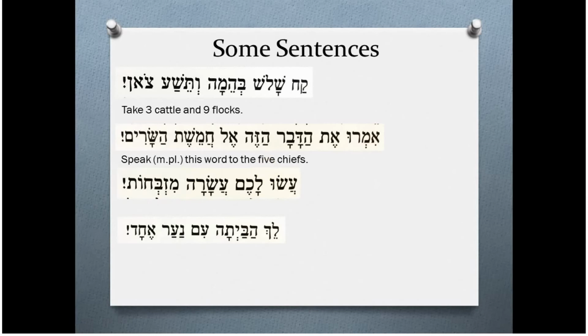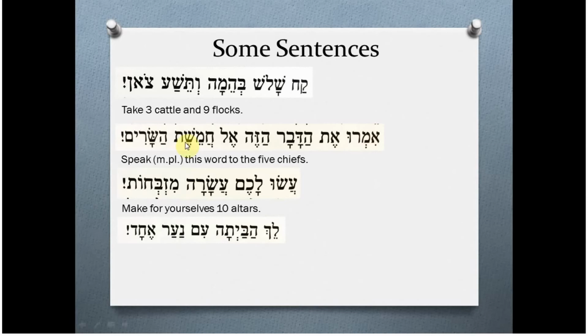And so we're left with effectively the imperfect from asa without its prefix, and the rest is all the same, asu. So make for yourselves, and I get the "for yourselves" from the lachem, right? Make for yourselves 10 mizbechot, 10 altars. Okay, last one. Lech habaita im na'ar echad.